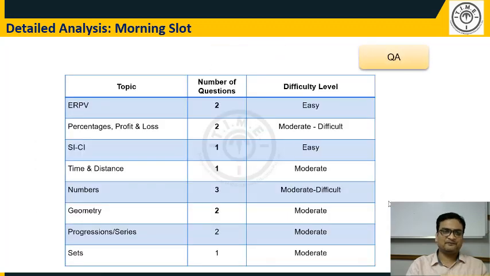Moving to QA. This was the QA section, topic wise. From ERPV, there were 2 questions, which were of easy difficulty level. They were easy in nature, must have.